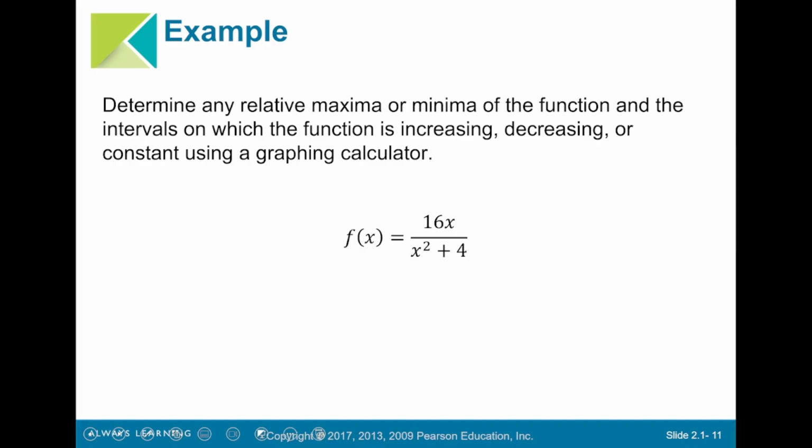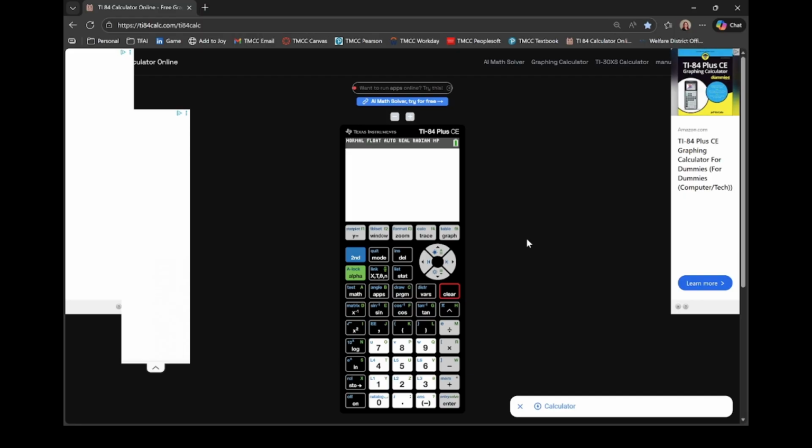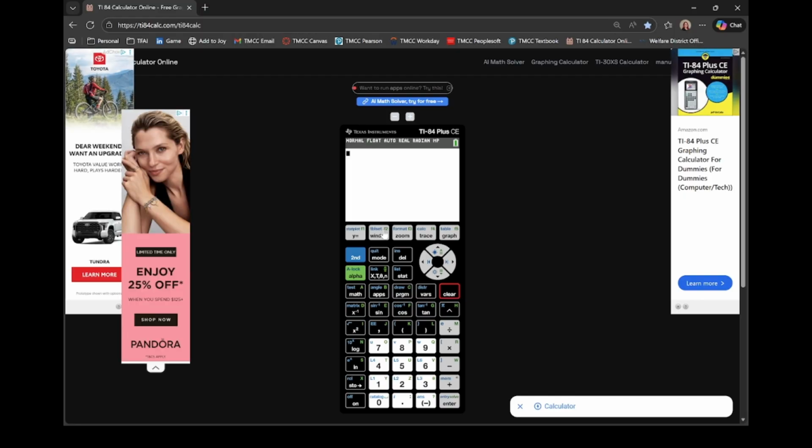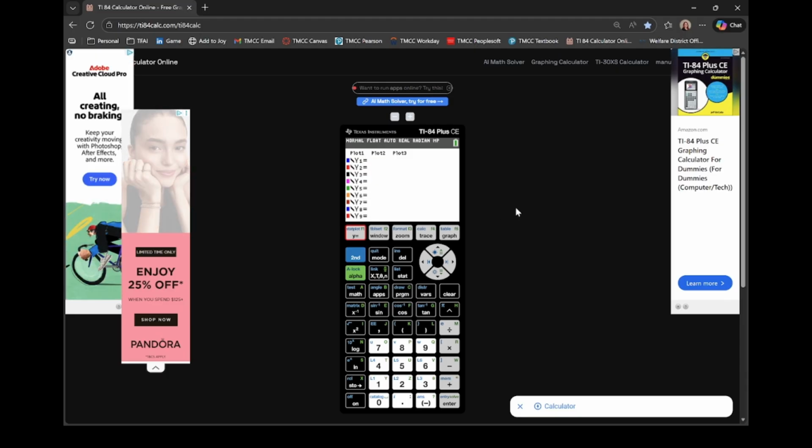Now, determine any relative maxima, minima of the function and the intervals in which the function is increasing, decreasing, or constant, all using a graphing calculator. Okay, so let's jump over to the calculator. And on the calculator, we're going to go to y equals.